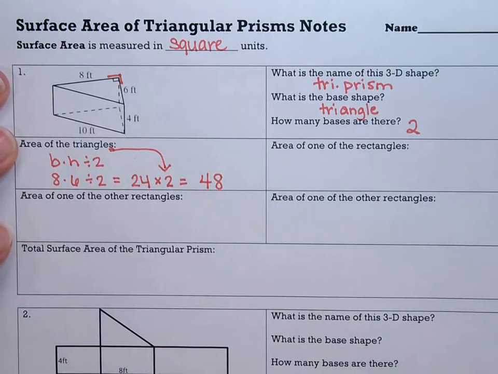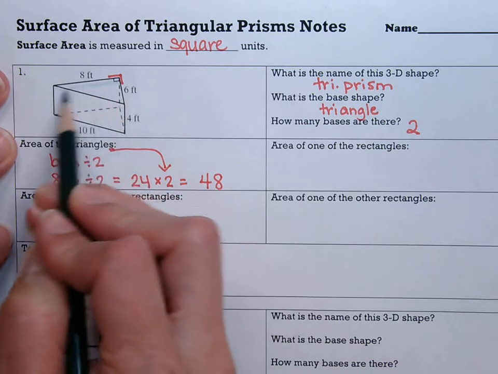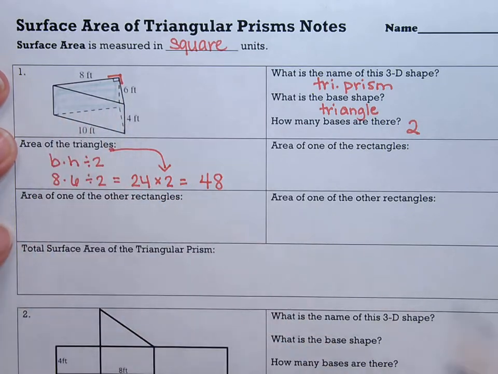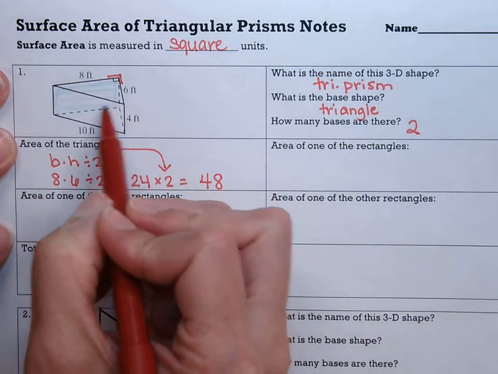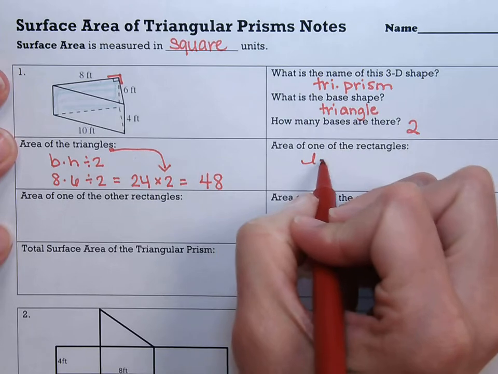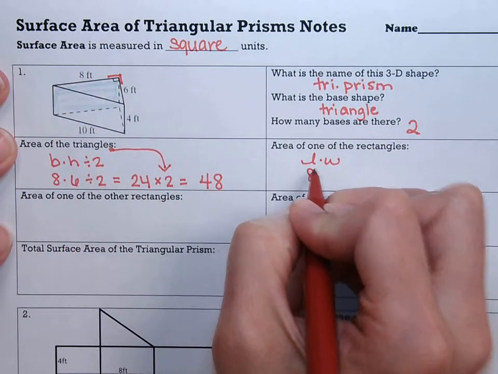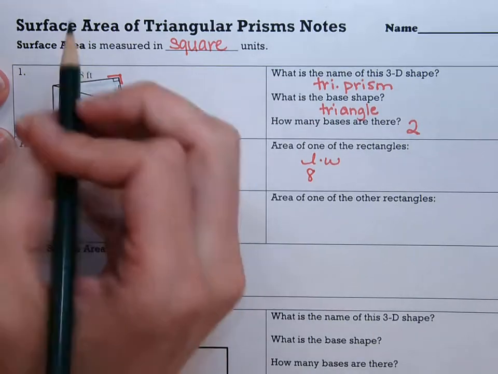So now I'm going to look at my other faces of my triangular prism. So let's take a look at this back rectangle. I'm going to color it in green so that makes it a little bit easier to see. So because it is a rectangle, it would be length times width, and on this one I see that it is 8 for the length. But the question is, what is the width?